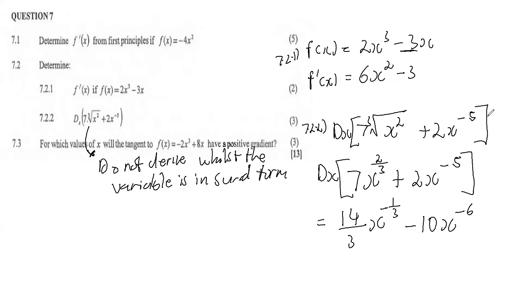Okay, so now let's go to 7.3. 7.3 says: for which values of x will the tangent to f(x) = −2x³ plus 8x have a positive gradient? Now, if you are to check my video on the secrets of calculus, the cubic function, you will remember that anything that touches on gradient, I said that we have to look at our f'(x). So we are still deriving in a way here, right?